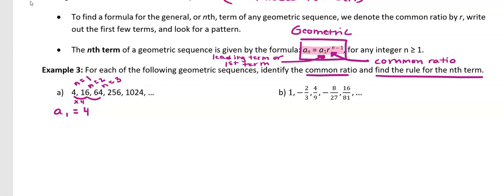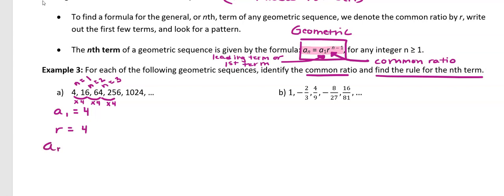How did we get from 16 to 64? Again, it looks like we multiplied by 4. How did we get from 64 to 256? So it looks as if our common ratio, r, is a positive 4. So now that we know those two crucial pieces of information, we can write the geometric formula.